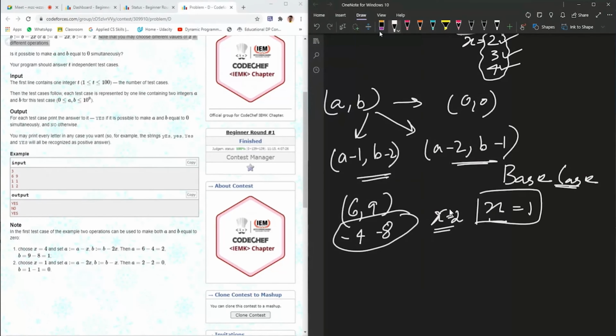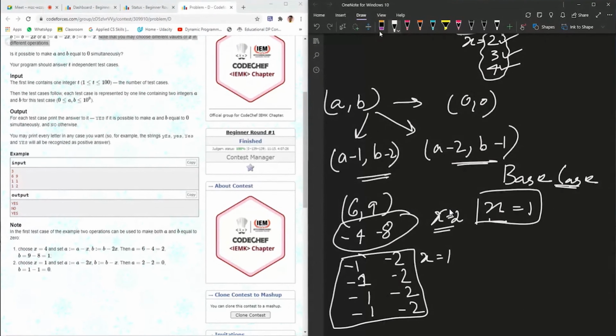How will I simulate? Being x equal to 1, I will do one operation of minus 1, minus 2. Then I will do another minus 1, minus 2, minus 1, minus 2, minus 1, minus 2. So this operation is same as this operation. Understood?